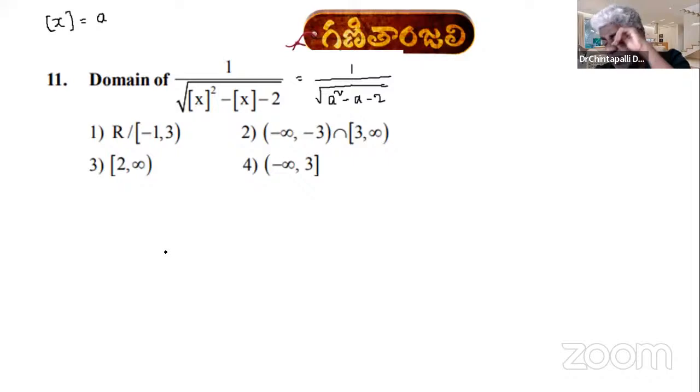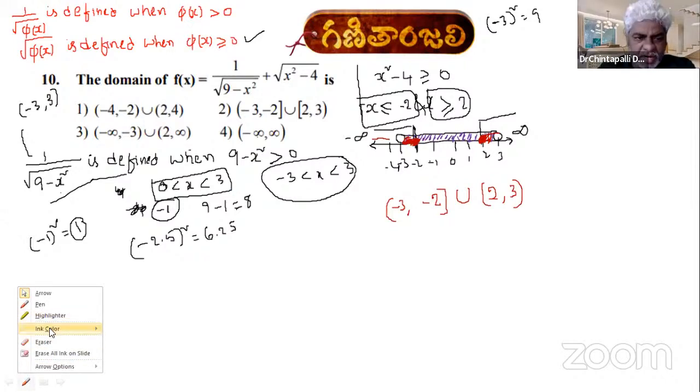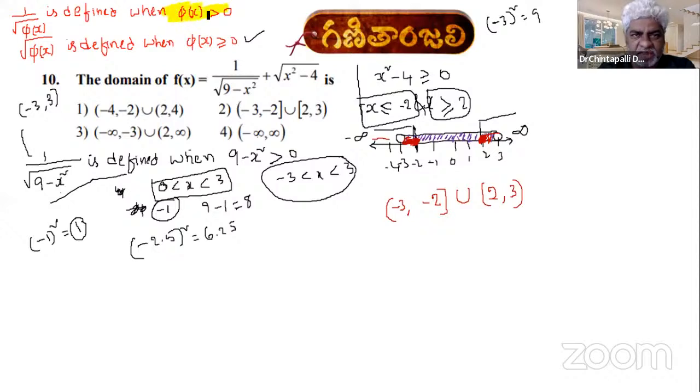When is this function defined? When the denominator is not equal to 0. Oh, no. Root is also there. Think clearly. The first formula. Not the total denominator, but it is only this phi of x. Phi of x is greater than 0, equal to 0.